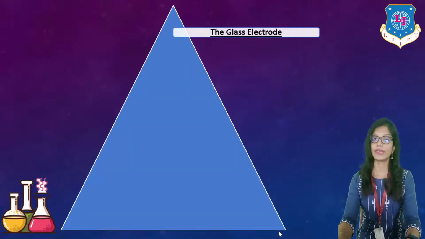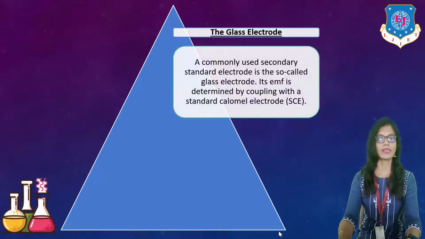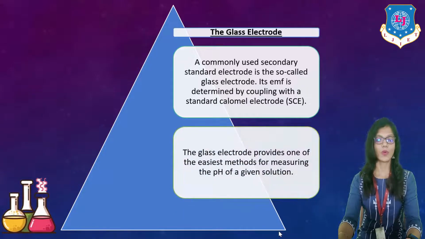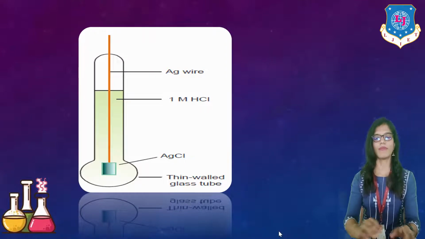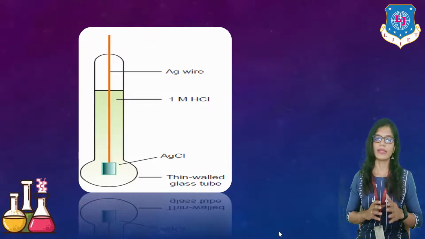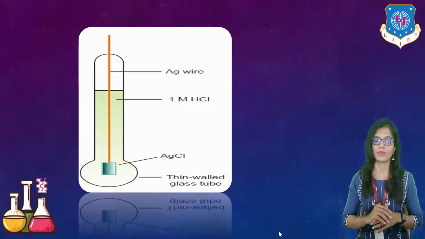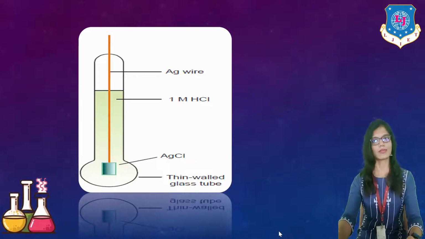Our next type of electrode here will be the glass electrode. Okay, so a commonly used secondary standard electrode is the so-called glass electrode, and its EMF can be determined by coupling it with SCE. Now the glass electrode provides one of the easiest methods for measuring the pH of a given solution. So as you can see in the image, we have a thin walled glass tube, and in that AgCl solution is there in contact with Ag wire in contact with 1 molar Cl⁻. Okay, so that whole structure contains these things.